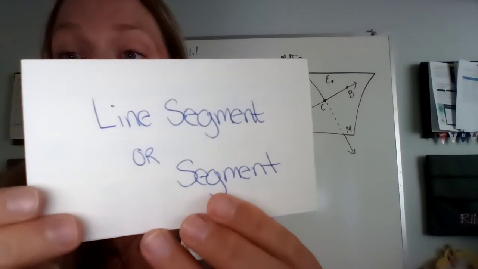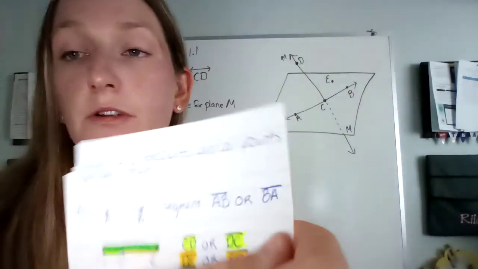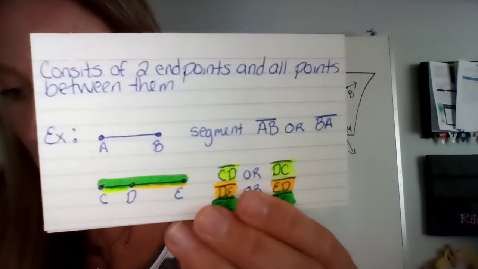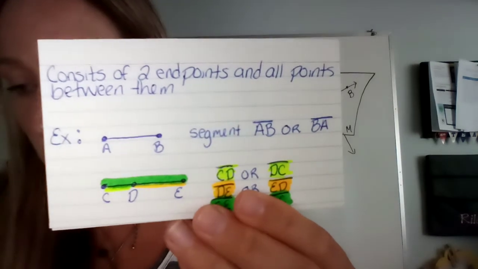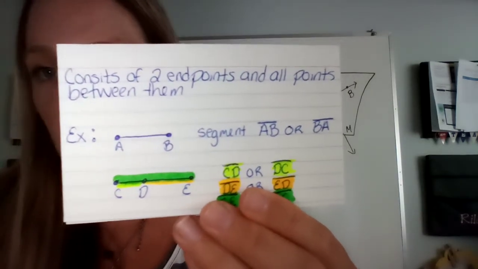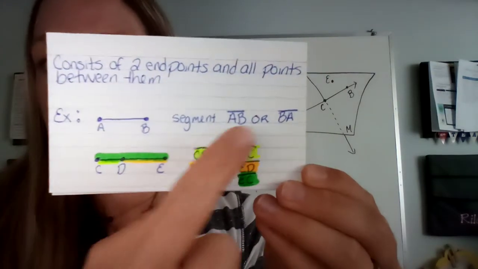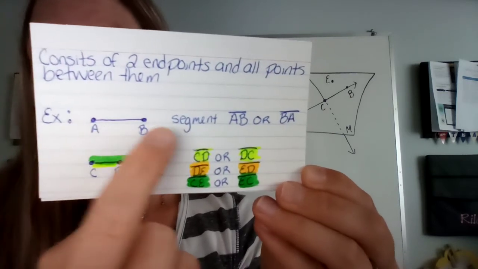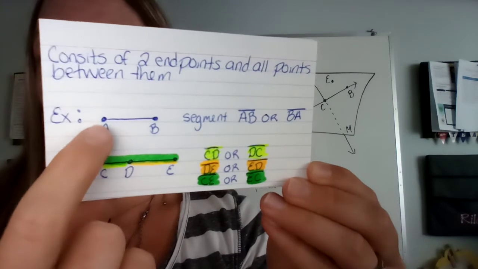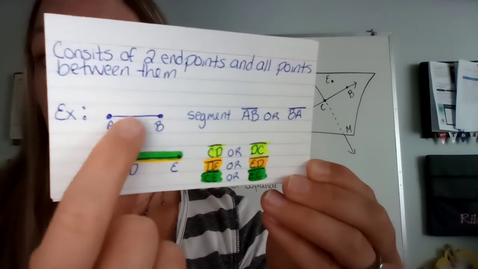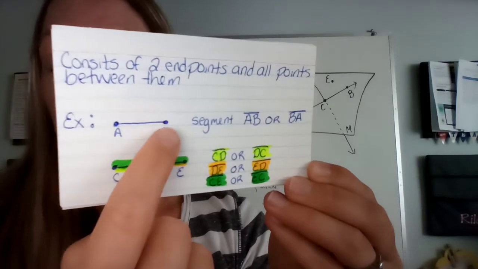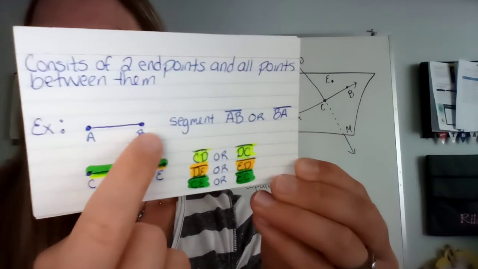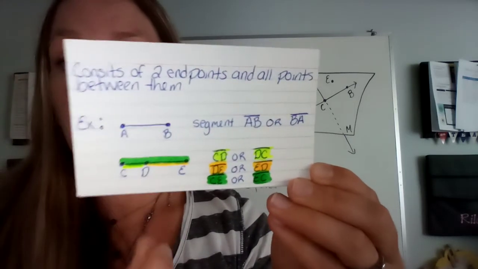All right, next we have a line segment or just a segment. Okay, a segment and a line segment are the same thing. All right, so a line segment consists of 2 endpoints and all points between them. So I drew an example, segment AB and segment BA. They're the same segment. Okay, A and B are what we call the endpoints. So a segment goes from one point to another and all the points between. Even though I didn't draw actual little points, there are infinitely many points in between A and B. All right, so A and B are the endpoints, segment AB or segment BA, you can flip the letters around.